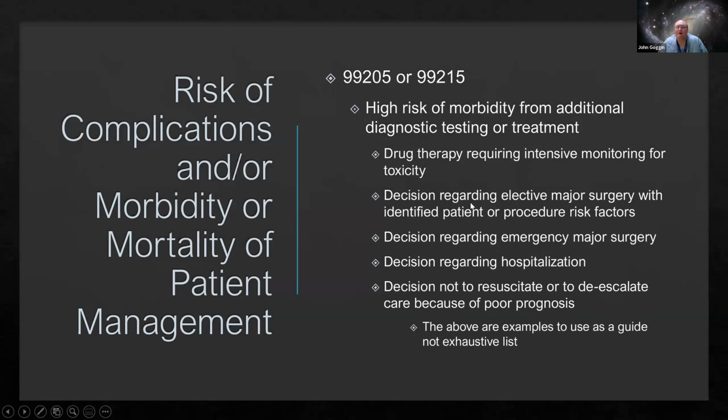Decision regarding elective surgery in a patient with risk factors. So this might be, you're going to fix an ankle fracture on a patient with diabetes, or you're going to reconstruct Charcot. They're going to fall into this category. Regarding emergency major surgery, so somebody comes in with a dislocated ankle, you're going to take them to the OR and put an external fixator on it, what have you. That's going to hit that category.